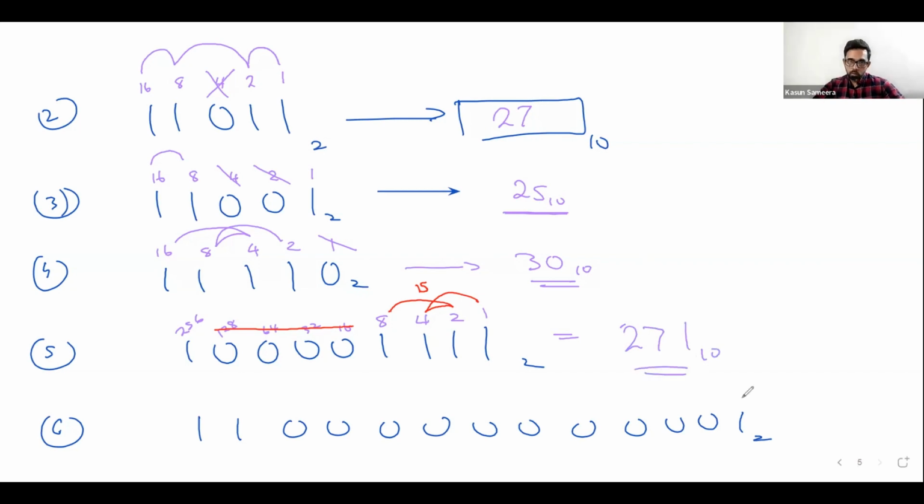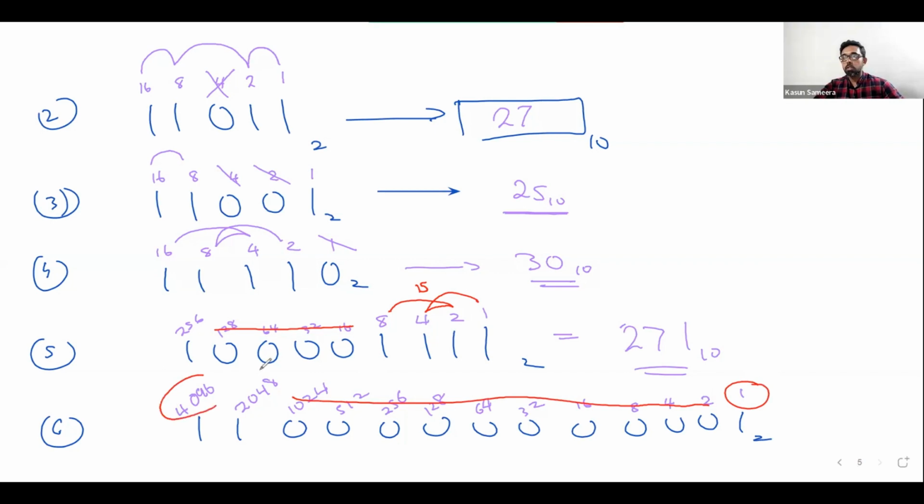Right, next. 1, 2, 4, 8, 16, 32, 64, 128, 256, 512, 1024, 2048, then 4096. Then we don't need any of these numbers till here. You need only one. 4096, 2048. Add them together. What is the answer? 6144. Yes. Base 10.